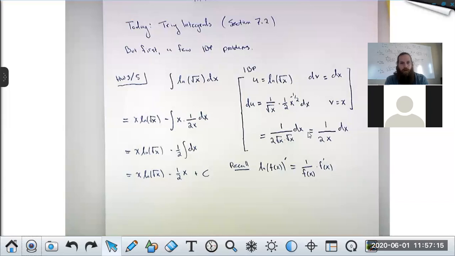And yes, the second question there was what happened here. So I canceled the x's, popped out the 1/2, and then I'm just left with the integral of dx. Yeah, the x's in the integral cancel.